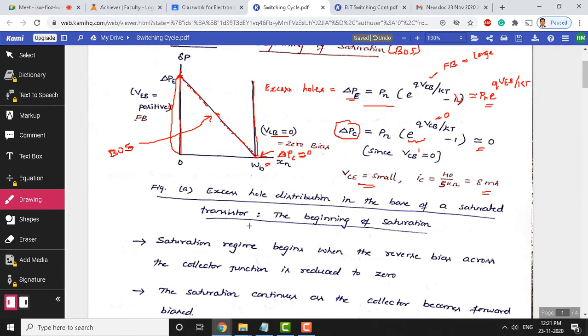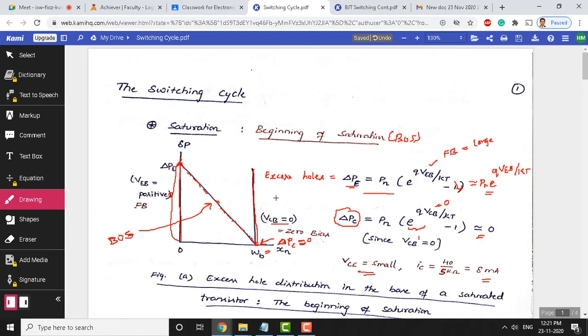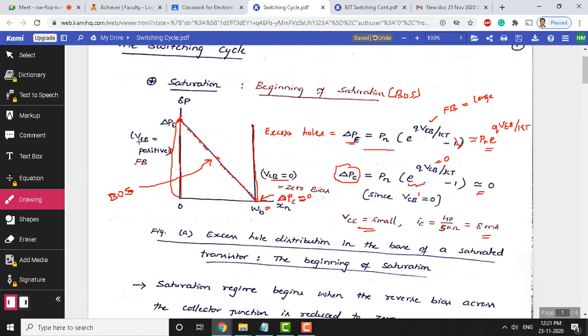Now, let us see what happens when we apply excess voltage, or a higher voltage, at the collector base junction, that is, a forward voltage. We should not apply negative voltage here, because we are operating the BJT in saturation. For saturation, the emitter base junction should be forward biased, and the collector base junction should also be forward biased. So, here we started with the collector base junction at 0 initially, that is the commencement of saturation.